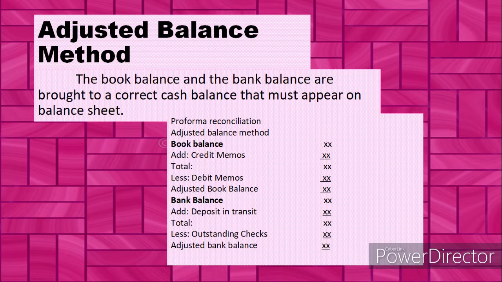So, ang i-discuss ko naman is adjusted balance method. The book balance and the bank balance are brought to a correct cash balance that must appear on balance sheet. So, ano to? Simple lang. Yung pinaka-thought kasi dito is yung mga transaction na nangyari sa bank dapat ma-record din sa book, yung transaction na nangyari sa book, dapat ma-record din sa bank. Bale, i-adjust mo yun. Dito na tayo sa example.